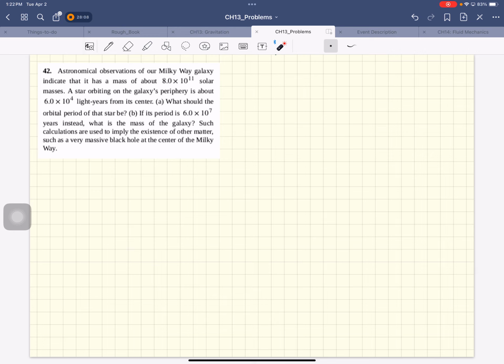This problem: if the period is 6 times 10 to the 7 years instead, what is the mass of the galaxy? Such calculations are used to imply the existence of other matter such as very massive black holes at the center of the Milky Way galaxy. Well, and dark matter as well, okay.